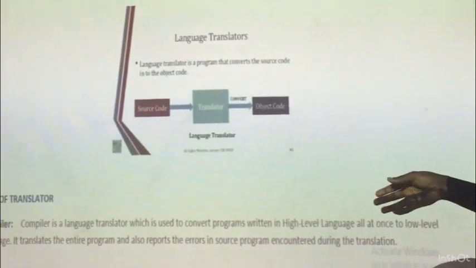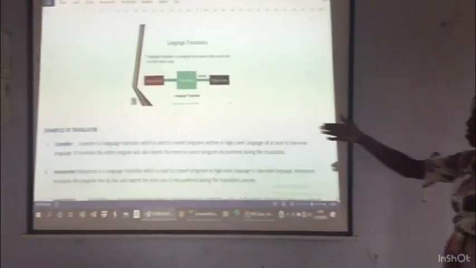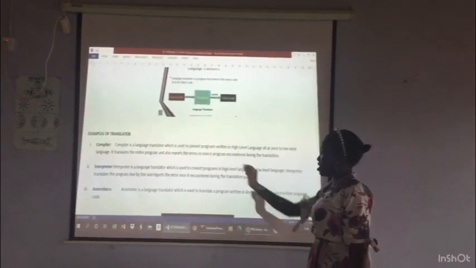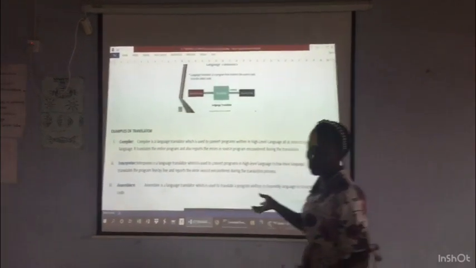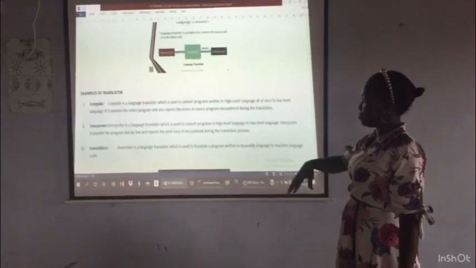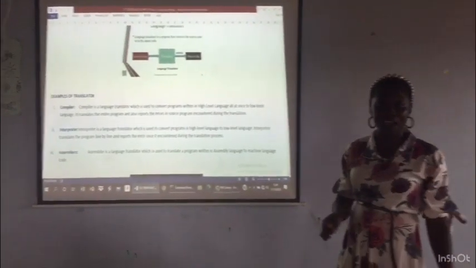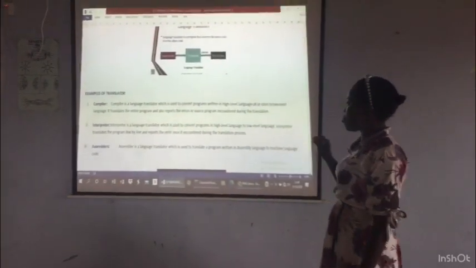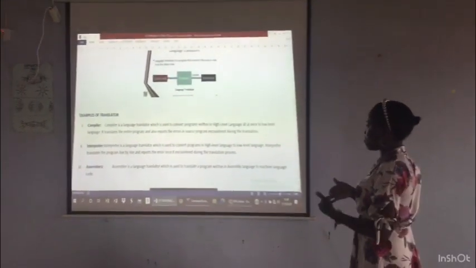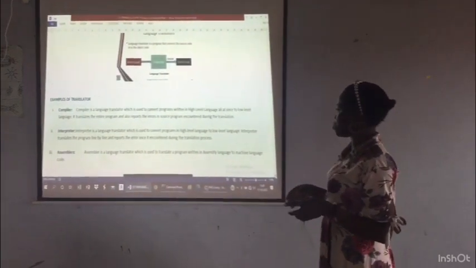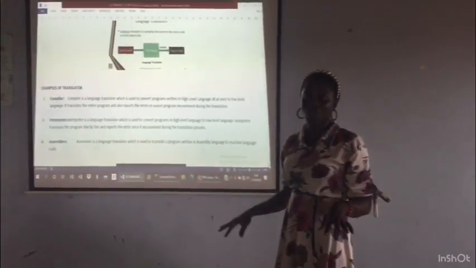We have examples of translators. One of the examples we have here is the compiler. The second one is the interpreter, and the third one is the assembler. Now, what is a compiler? The compiler is a language translator which is used to convert programs written in a high-level language all at once to a low-level language.